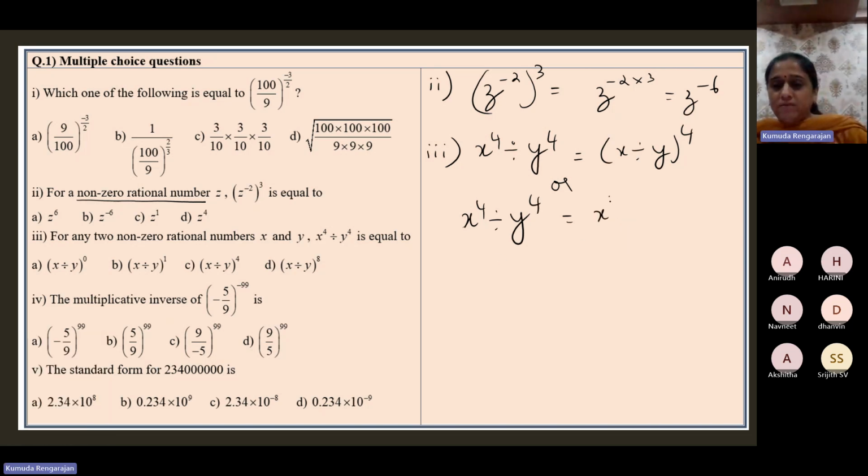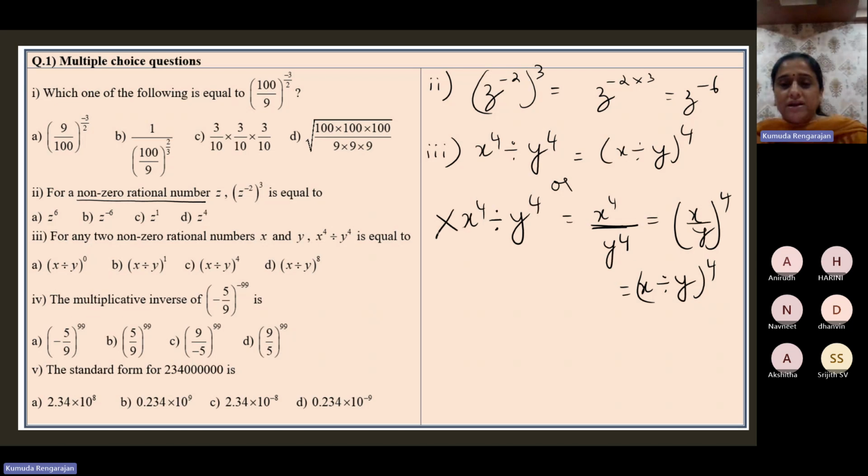Is equal to x to the power 4 divided by y to the power 4, like this. Instead of this division symbol, you can use this division. Now this can be written as x by y, the whole power 4, which is nothing but x divided by y, the whole power 4. No, I'm not asking you to write like this. I'm just explaining. This is the answer.